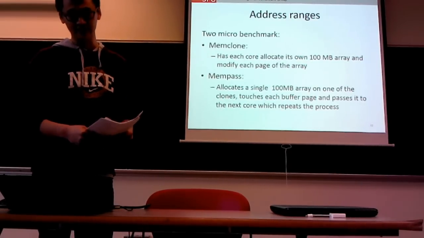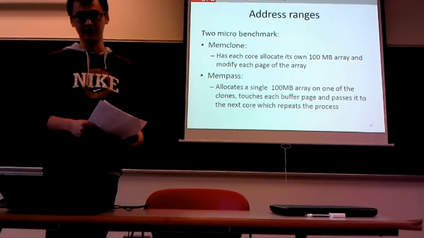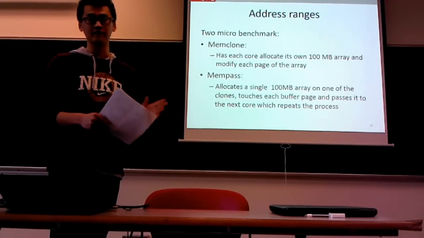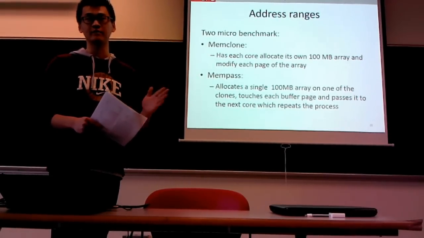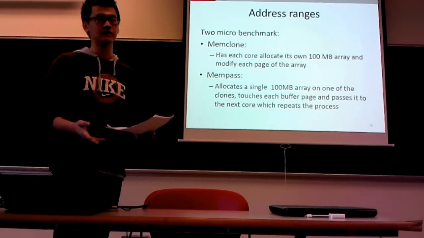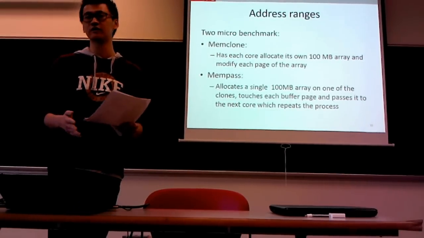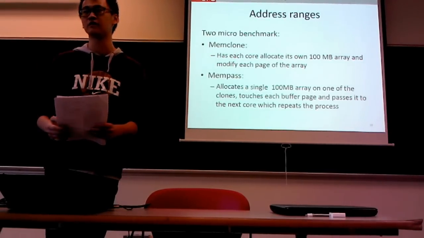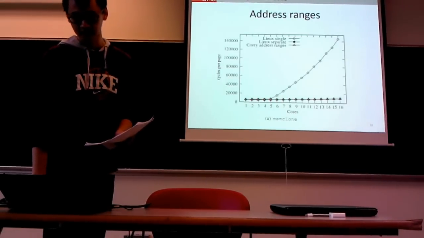And the other is memory pass. One core allocates a 100 megabyte array, and attaches each page of this array and passes it on to another core. For this situation, the operating system with a shared address space should perform better, right? So let's come to the result.